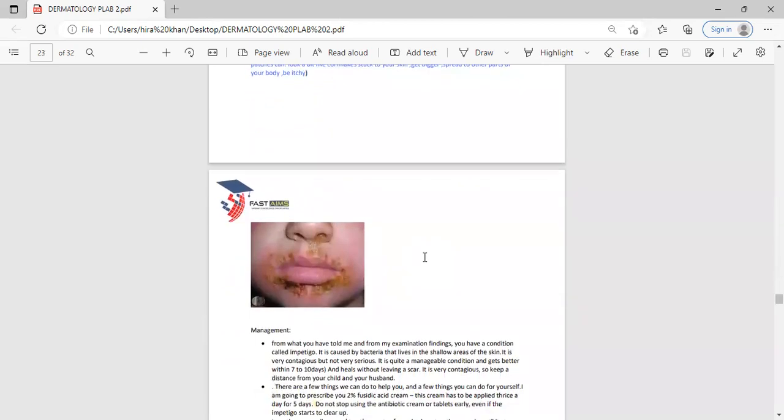Okay, and it might be itchy, but most of the time it is not itchy. It is just painless and non-itchy. The only thing that would be helpful to pick it is, it would be most commonly around the lips, and it would be a honey-colored lesion.